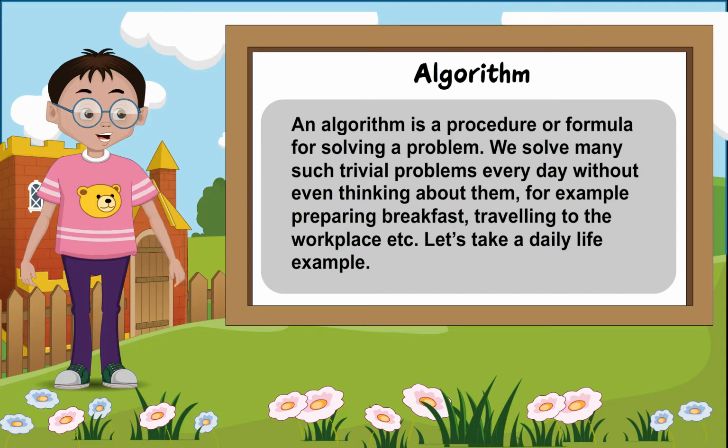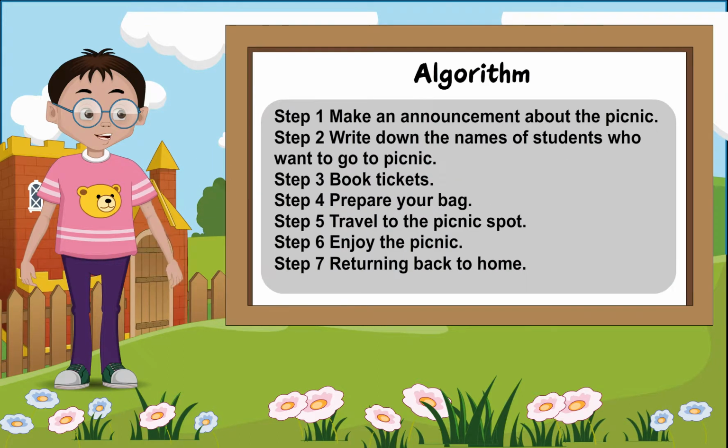Let's take a daily life example. Steps to go to a picnic. Step 1. Make an announcement about the picnic. Step 2. Write down the names of students who want to go to the picnic. Step 3. Book ticket. Step 4. Prepare your bag. Step 5. Travel to the picnic spot. Step 6. Enjoy the picnic. Step 7. Returning back to home.